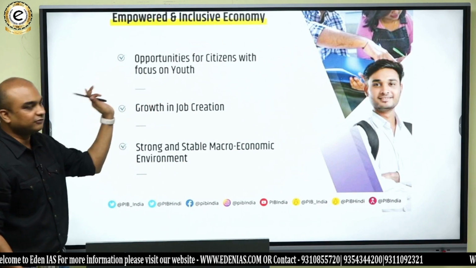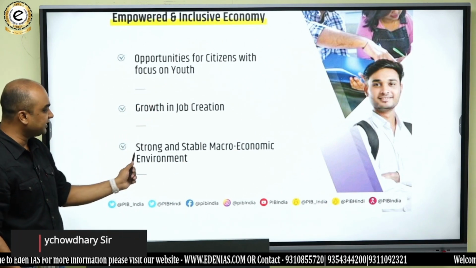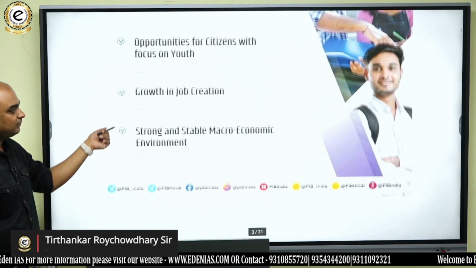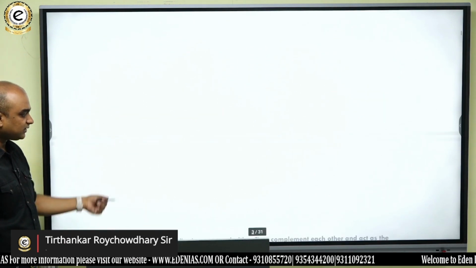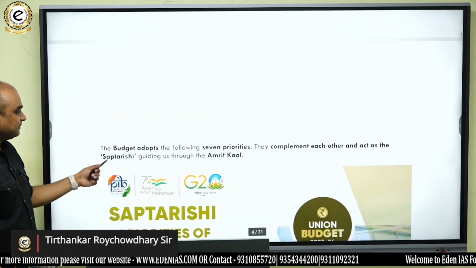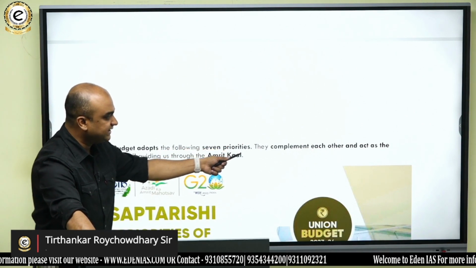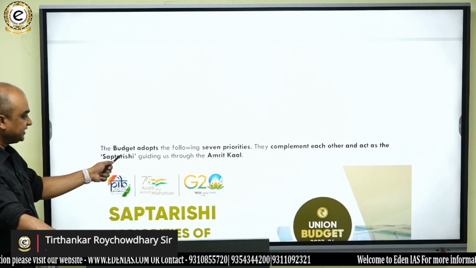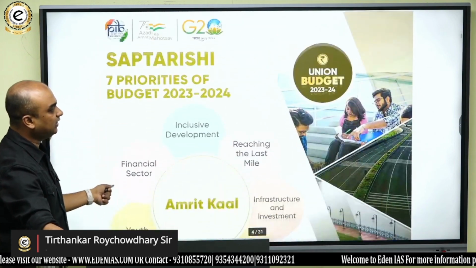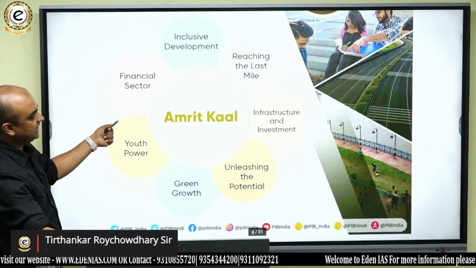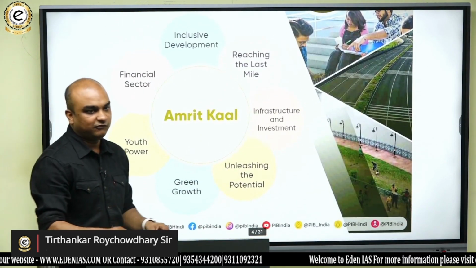Opportunities for citizens with focus on youth, growth in job creation, strong and stable macroeconomic environment. Now, look here. The budget adopts the following 7 priorities. They complement each other and act as Saptarishi, guiding us through the Amrit Kal. So these are the 7 areas where the budget is focusing.